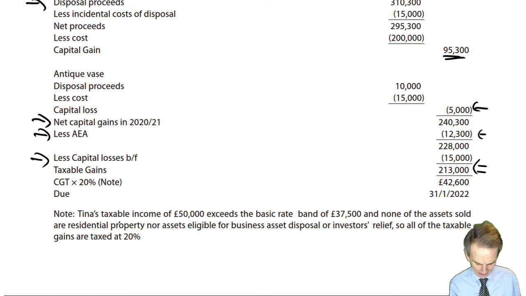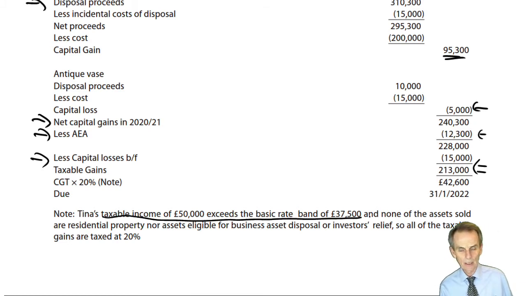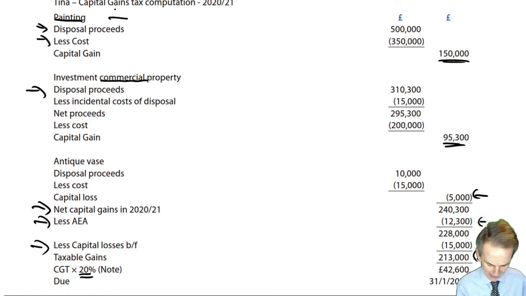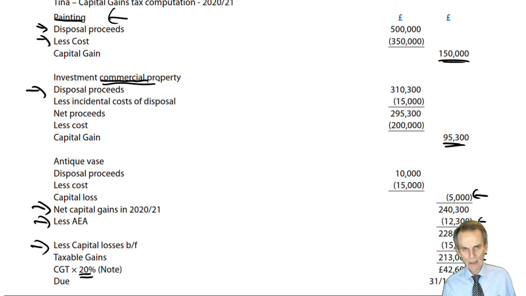Now, as we said, Tina's taxable income was such that we exceeded the basic rate band limit. Tina is a higher rate taxpayer for the tax year, and on that basis, all of the taxable gains will be taxed at 20%. As a higher rate taxpayer, the higher CGT rate of 20% applies. Now, what we can see in this example is that each of these assets giving rise to gains, the painting and the commercial property, the same CGT rates would apply, here 20%, otherwise 10 and or 20%. It's the same rates.